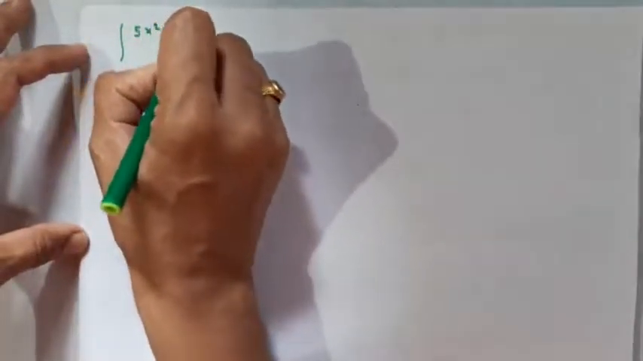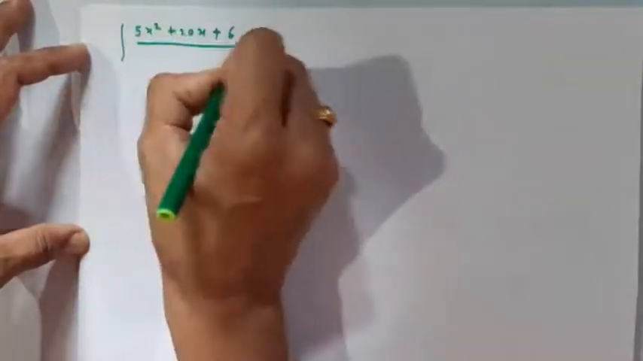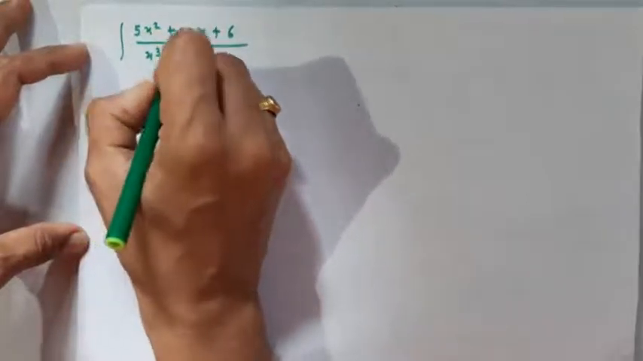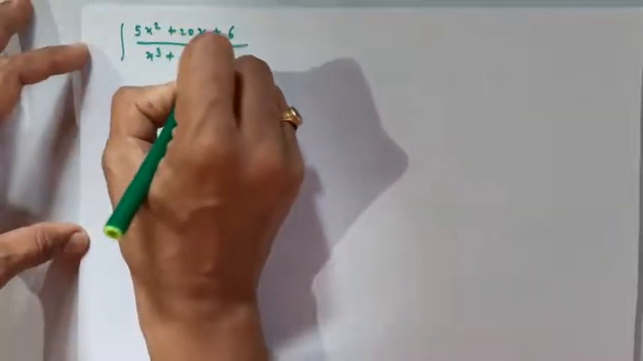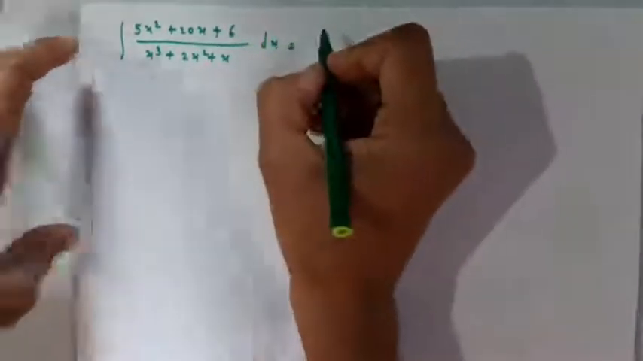Let us solve the example, that is, evaluate the integration of 5x square plus 20x plus 6 upon x cube plus 2x square plus x with respect to x.